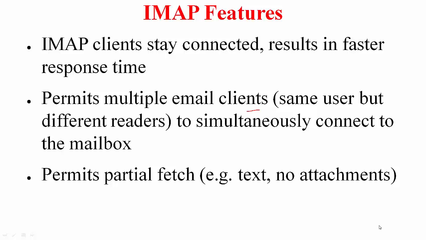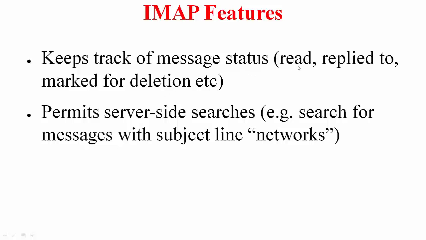Whatever changes you make on one reader will get updated on the mail server and thereby reflect on the other reader. Another very useful feature of IMAP is its ability to permit partial fetch. For example, you can just download the text and not attachments. This may be useful when you are operating over a low bandwidth link, let's say a dial-up modem. It also keeps track of message status, whether they have been read, replied to, whether something has been marked for deletion, and so on. And it also permits server-side searches, in that you can search for messages with a certain subject line or from a given user, and so on.